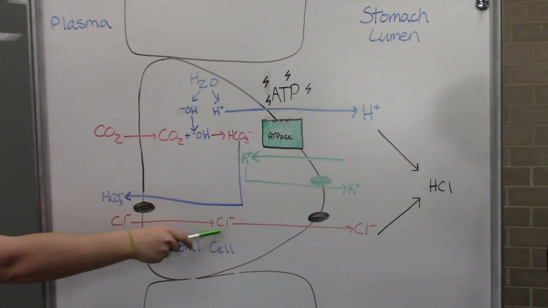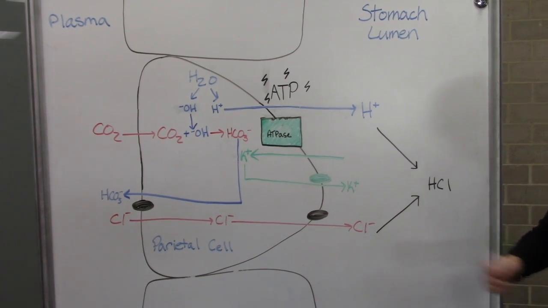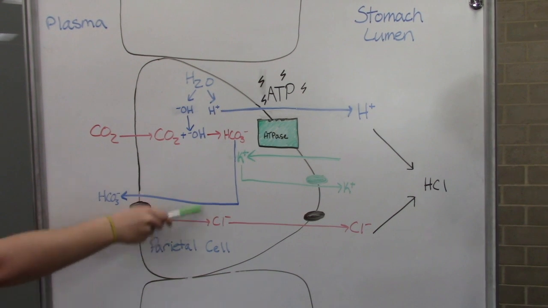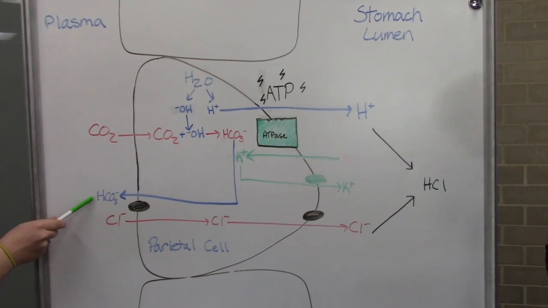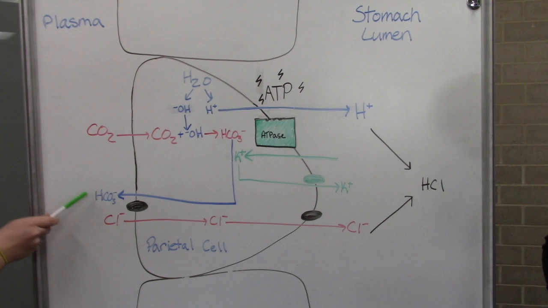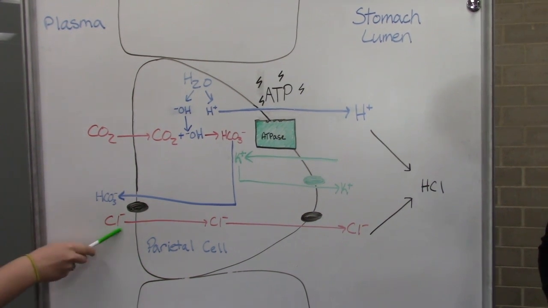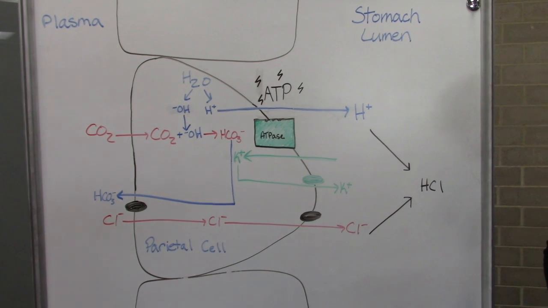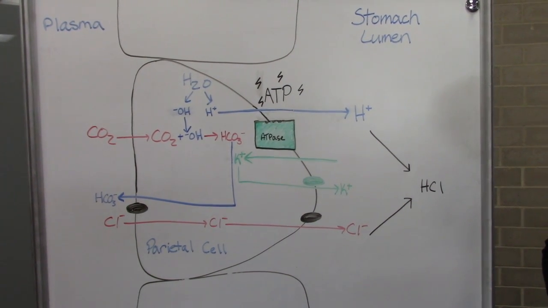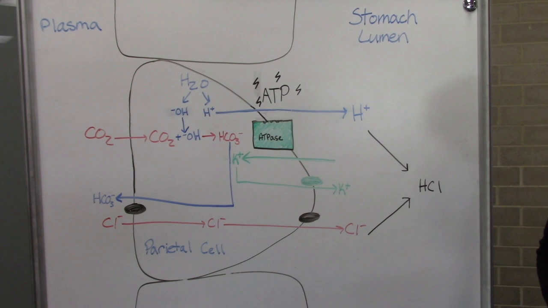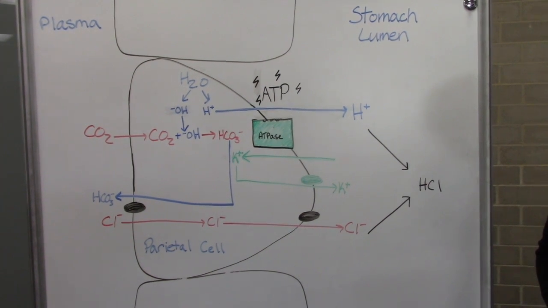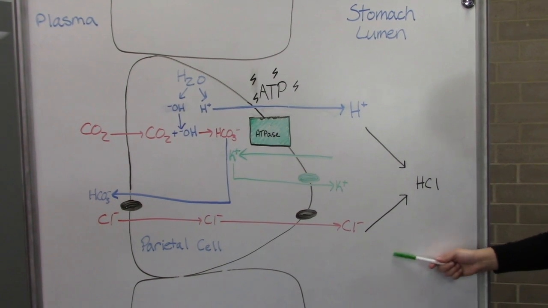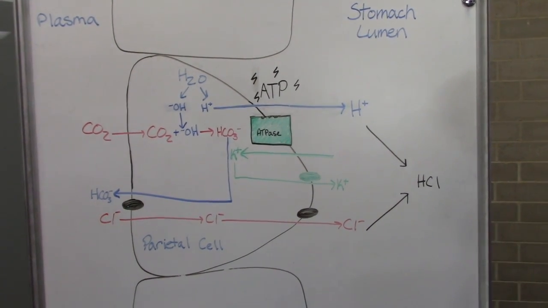Driven by the HCO3 concentration gradient, a Cl-HCO3 antiporter in the basolateral membrane transports HCO3 down its concentration gradient into the plasma and simultaneously transports Cl into the parietal cell against its concentration gradient. Chloride secretion is completed as the chlorine that entered from the plasma moves out of the cell down its electrochemical gradient through a luminal Cl channel into the lumen.